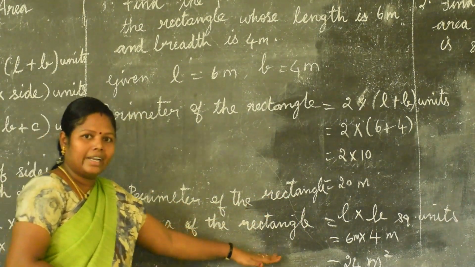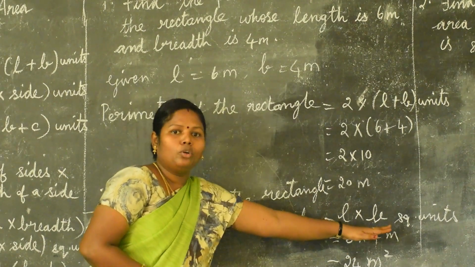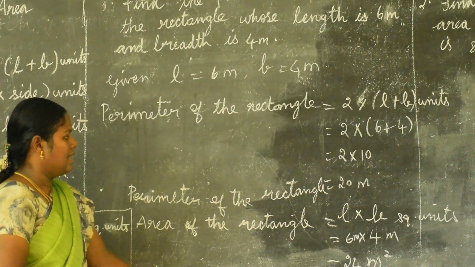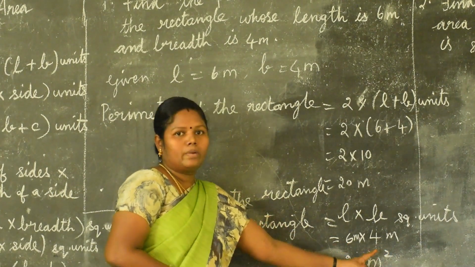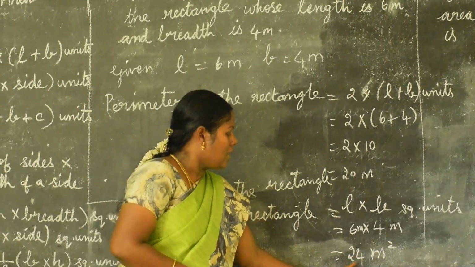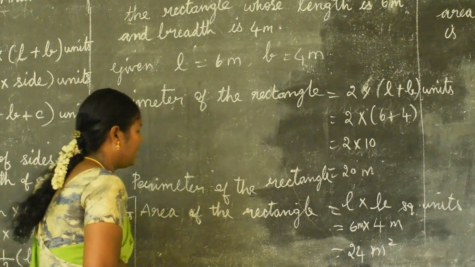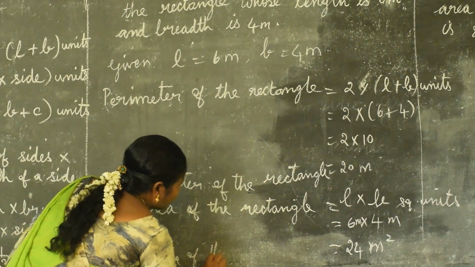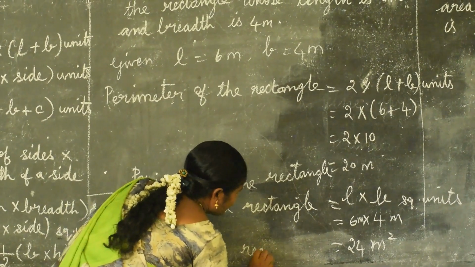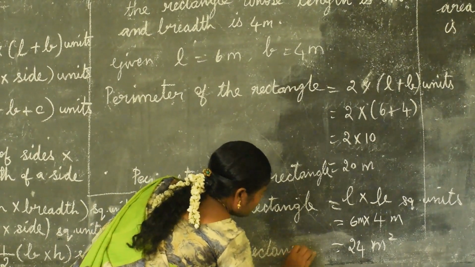Then area of a rectangle formula is length into breadth square units. Length is 6 meter and breadth is 4 meter. So multiply these two numbers. 6 4s are 24 meter square. This is the area of a rectangle. Do you understand these sums?